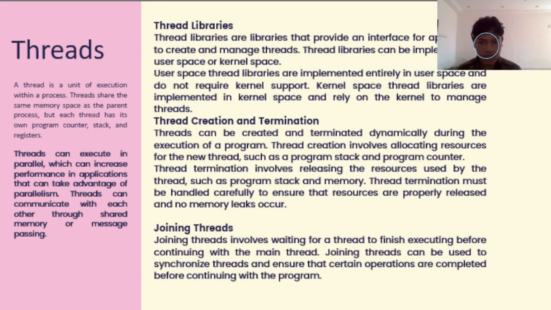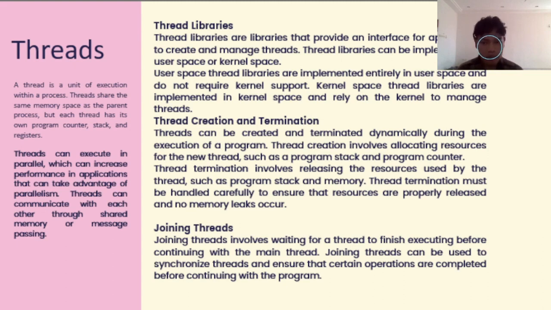The threads have thread libraries. Thread libraries provide an abstraction layer for creating and managing threads. They are used to simplify the process of creating and managing threads. The next is thread creation and termination. Threads can be created and terminated dynamically at runtime. The operating system provides APIs for creating and managing threads. The next is joining threads. Joining threads allows one thread to wait for another thread to complete before continuing execution.